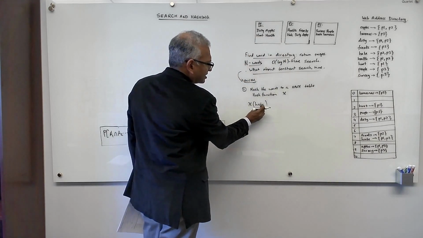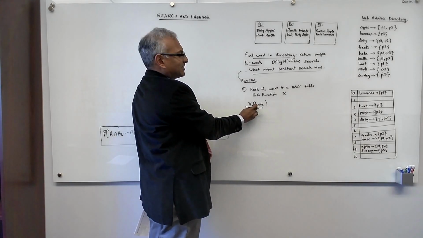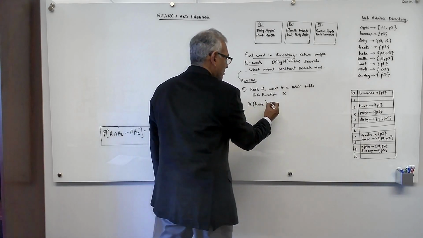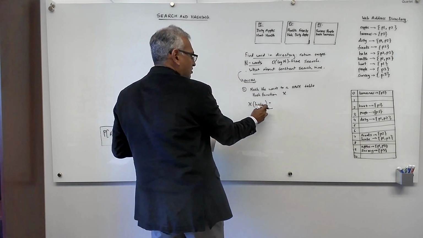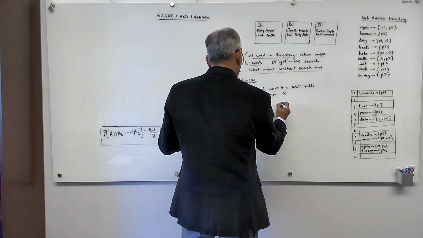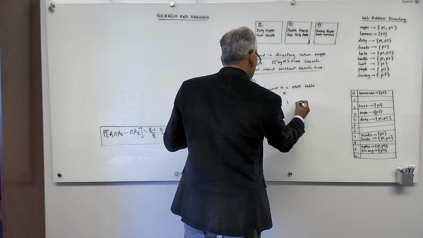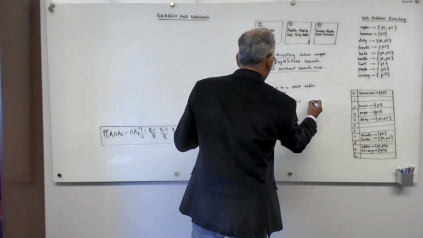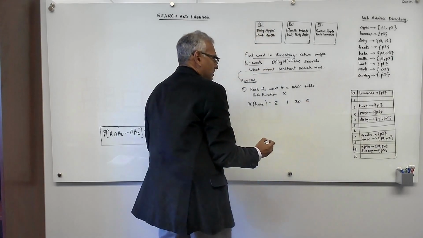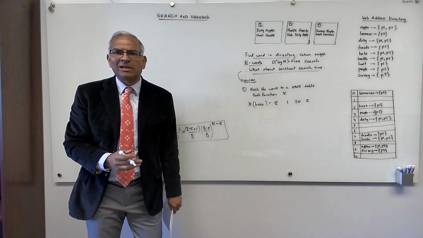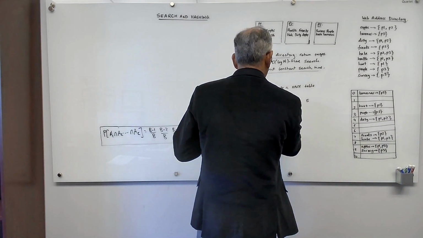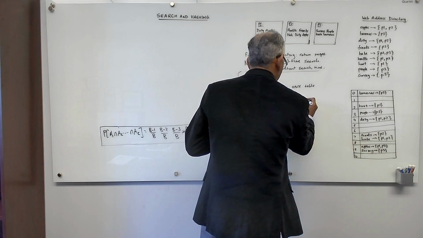Now each letter is given a number. For example, h equals 8, a equals 1, and so on. So you take each number corresponding to the letter. In this case, you have the numbers 8, 1, 20 for T, and 5 for E. And you raise each to some large power, like a large prime power, for example, 17.